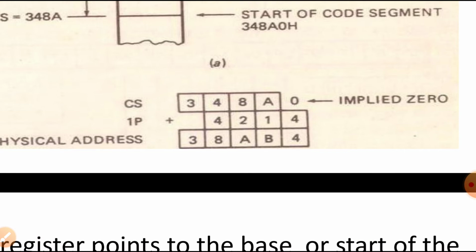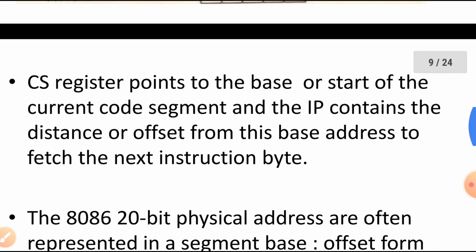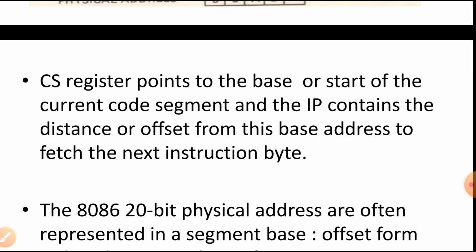We take the base address, and suppose the base address is taken from the code segment. So, 348A is shifted 4 bits left. Whenever it is shifted 4 bits left, automatically 0 will come, and IP is added with that, and after addition of these two we will get the 20-bit physical address. Now, the code segment register points to the base or the start of the current code segment, and the instruction pointer contains the distance or the offset from the base address at which the next instruction has to be fetched.